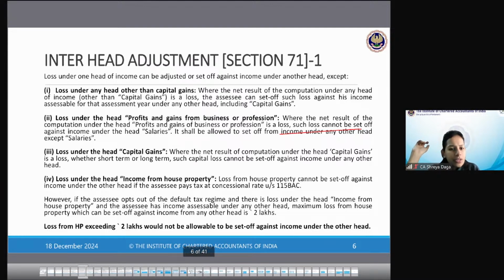Give me an example for the first point. Loss under any head other than capital gain. Suppose you have loss under income from other sources. You can set it off against capital gain income also. You can set it off against any income. Suppose you have loss from income from other sources, you can set off against capital gain.